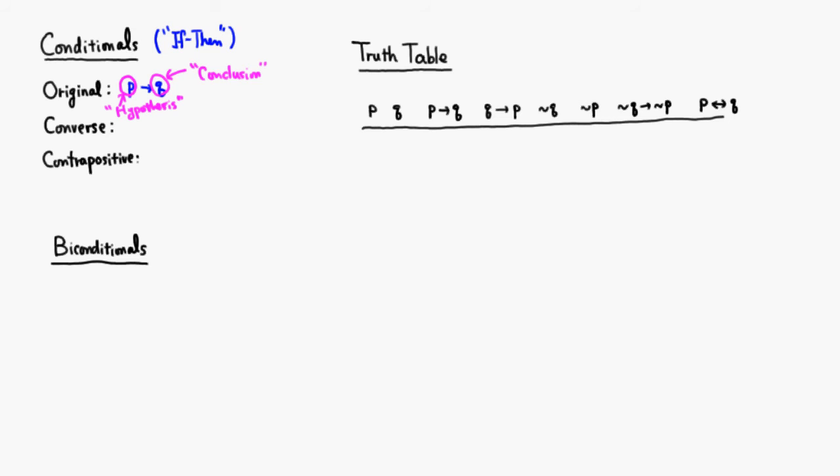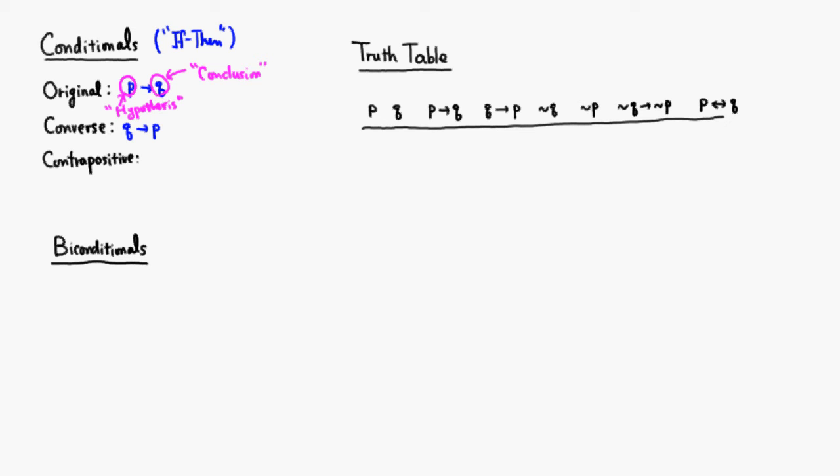Then the opposite implication is called the converse. So Q implies P. And unfortunately, the converse is not logically equivalent to the original statement, but it's called the converse. It's basically the reverse implication.